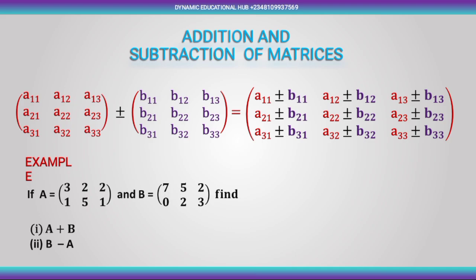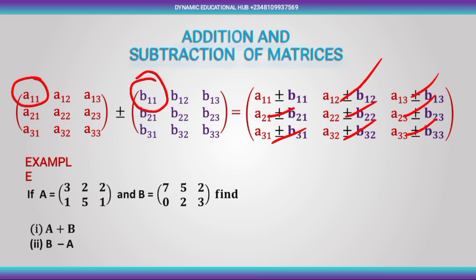So for us to add these two matrices, we take a look at the elements. The first element we are considering here is A1,1, and it must go along with B1,1. Which operation are you performing, plus or minus? That gives us A1,1 plus or minus B1,1, A1,2 plus or minus B1,2, A1,3 plus or minus B1,3, A2,1 plus or minus B2,1, A2,2 plus or minus B2,2, A2,3 plus or minus B2,3, A3,1 plus or minus B3,1, A3,2 plus or minus B3,2, A3,3 plus or minus B3,3.